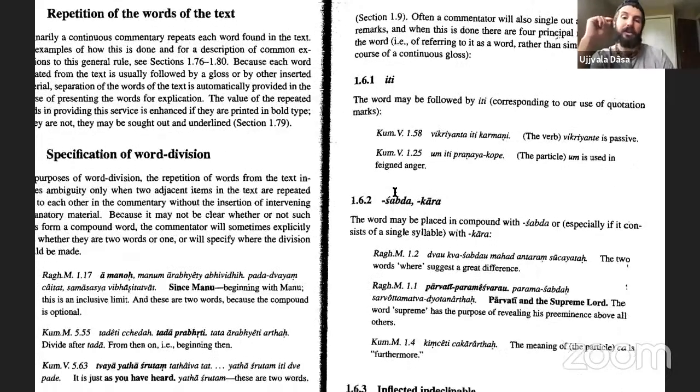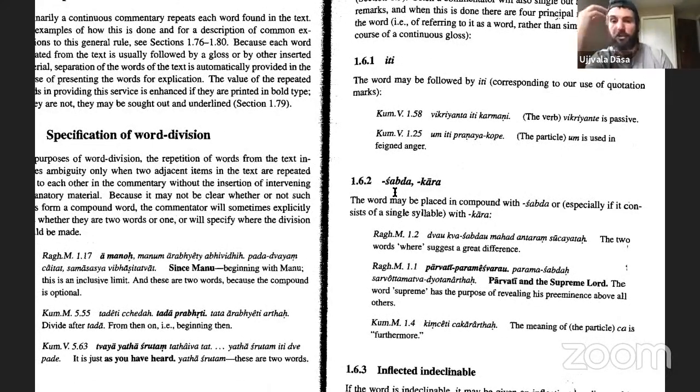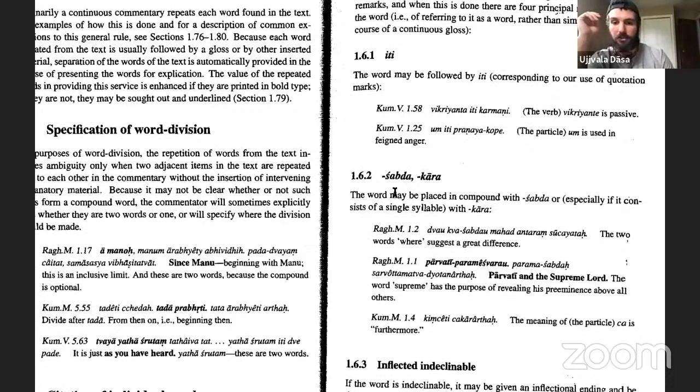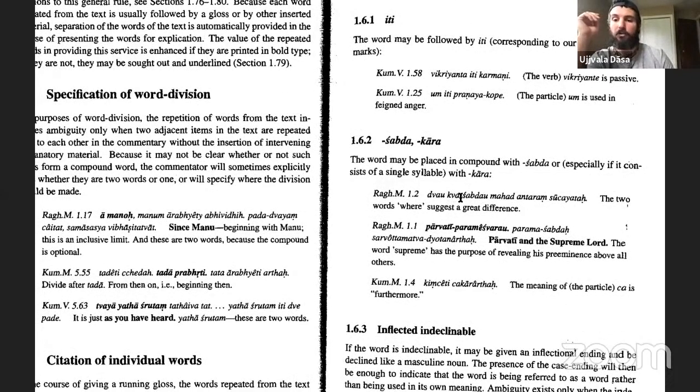And then the next method, shabda and kara. So chakara, cha shabda, we see this all the time. Dwau kwa shabdau mahad antaram suchayataha. The two words where, so in the original, ko shabdam, it would be kwa or kwa. Usually it's used separately, but dwau kwa shabdau mahad antaram suchayataha. These two words suggest a great difference. The two words where suggest a great difference.